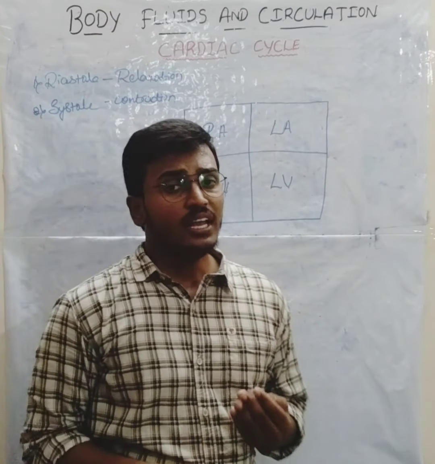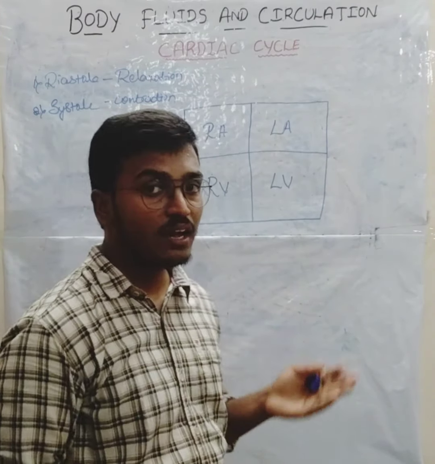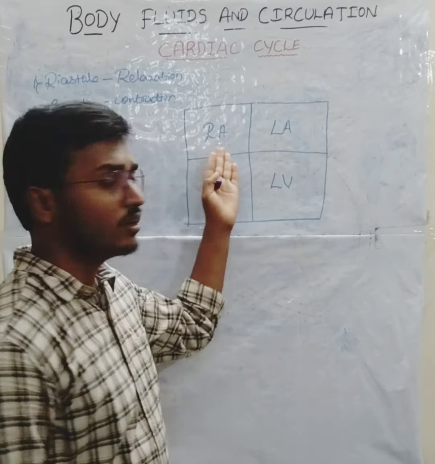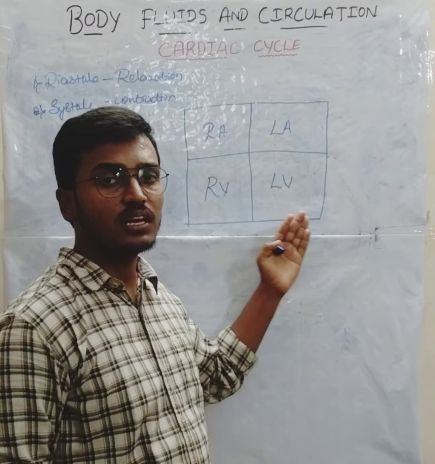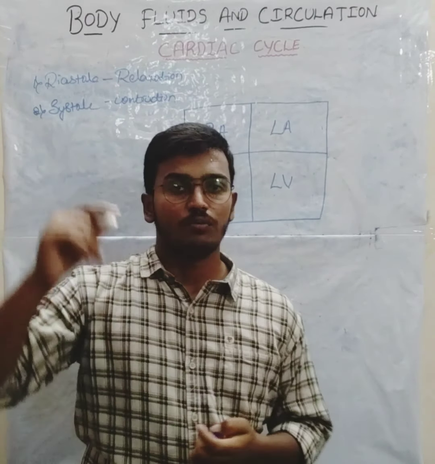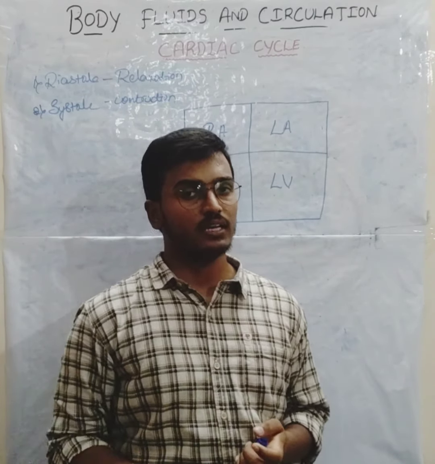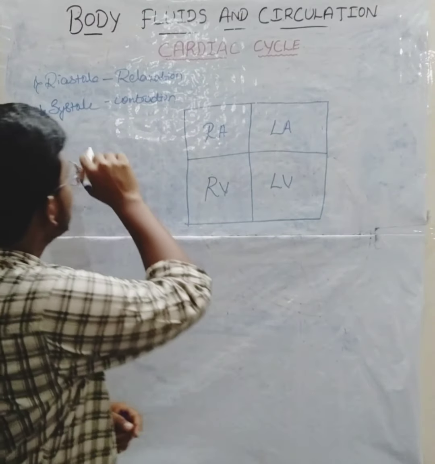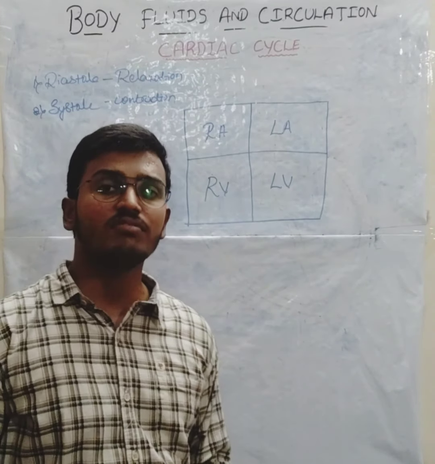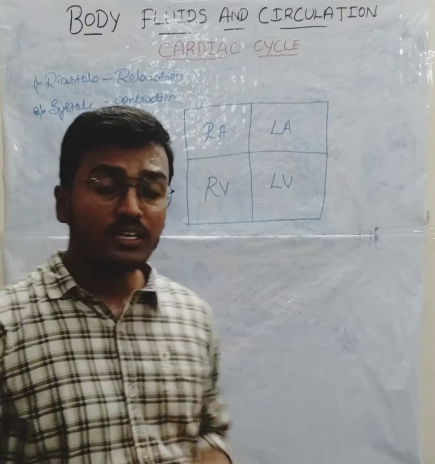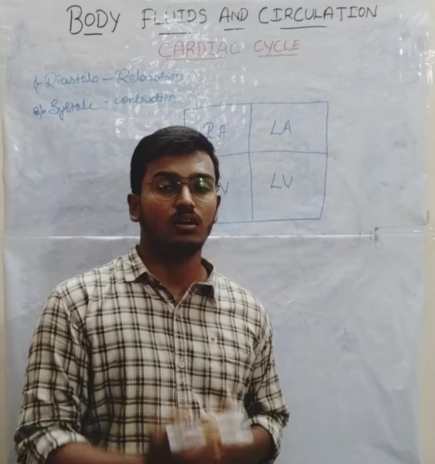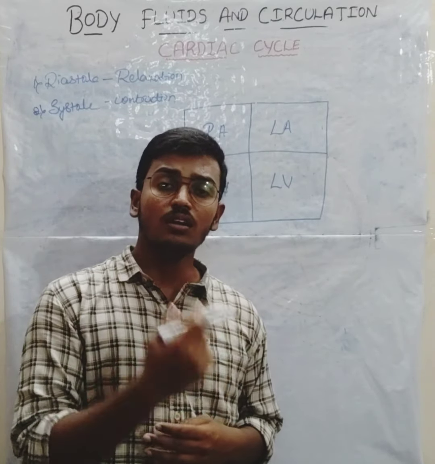I already told you, we have four chambers, two auricles and two ventricles. Right auricle and left auricle, right ventricle and left ventricle. So we have four chambers, auricles and ventricles, and we know the two words, systole and diastole. What is diastole? That is the relaxation phase of the heart, and systole is the contraction of the heart. Now, the cardiac cycle is a cycle continuously going on and on, a uniform cycle.